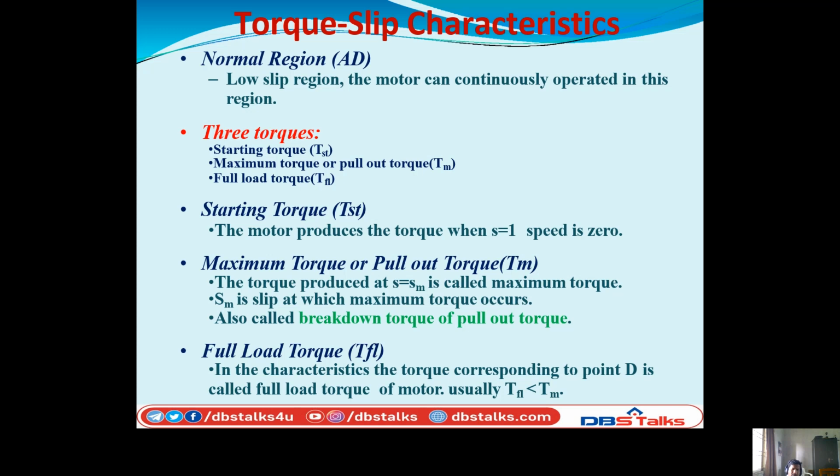Here three torques are available: starting torque T_ST, maximum torque, and full load torque T full load. What is the starting torque T_ST? The torque the motor produces when S is equal to 1, that is speed is 0, since S equal to 1 means Ns by N, so speed is 0. The torque produced at S equal to Sm is called the maximum torque. Sm is the slip at which maximum torque occurs, also called the breakdown torque.